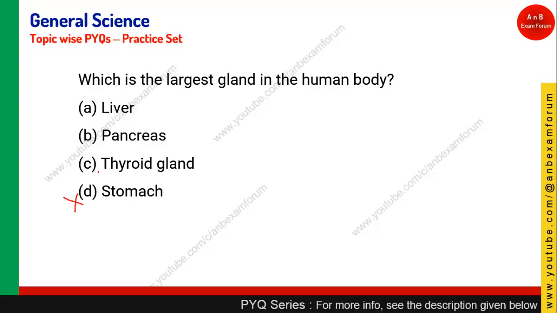And we have read in our theory class that it is the liver which is basically the largest exocrine gland in the human body. Some texts say that it is the second largest, but if you talk about the internal gland, it is the largest gland. So those who have given option A, they are right. Liver is the largest gland in the human body.